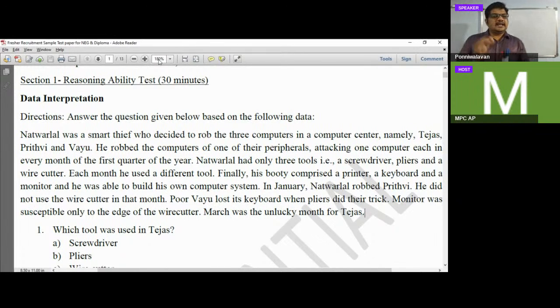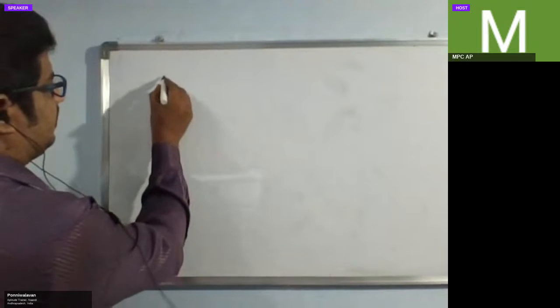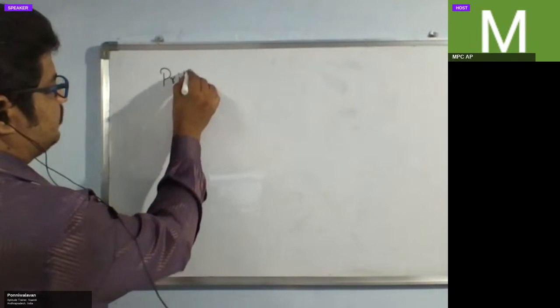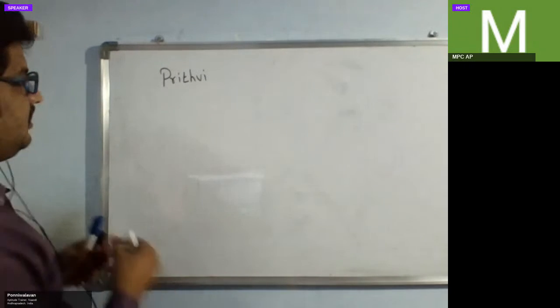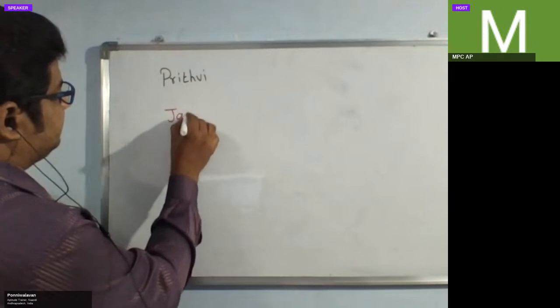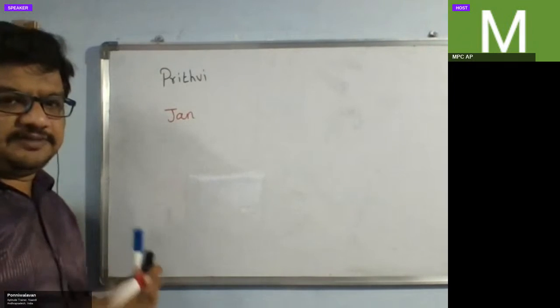Okay. In January, Natwarlal robbed Prithvi. Listen to this one. In January, Natwarlal robbed Prithvi. So Prithvi is the first company he robbed, and the month is January.